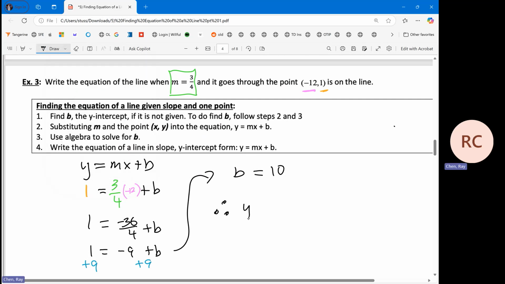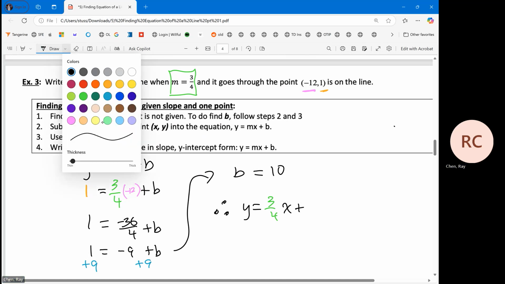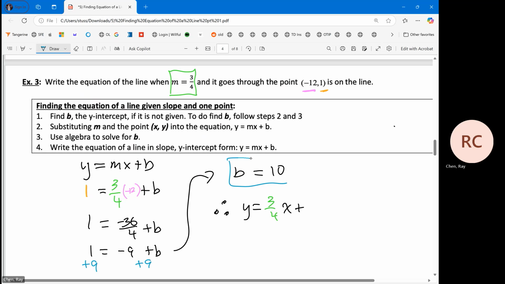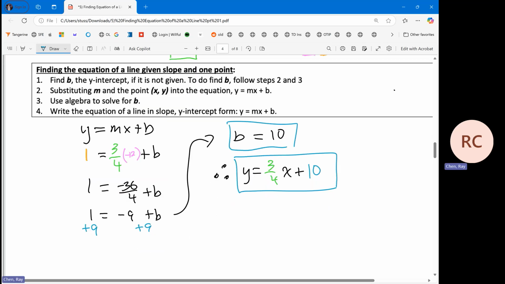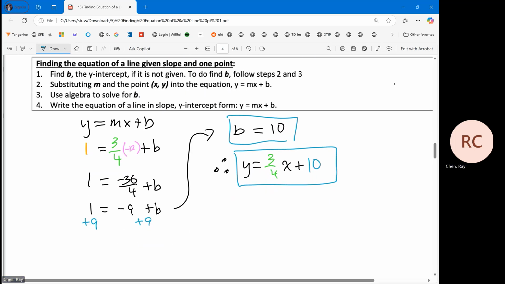Put it all together. The equation of this line is y equals 3/4 x plus 10. That is the equation of this line. So you might have to practice in making sure you understand. One more time, when we use this method of y equals mx+b to find the equation of the line, you're really actually trying to rearrange for b. And that's why we had to teach you how to solve equations.